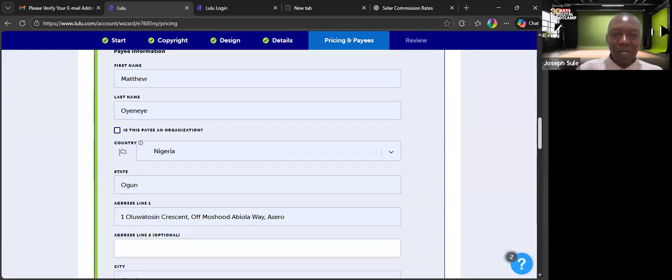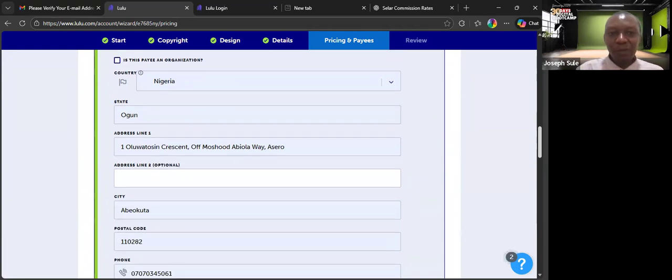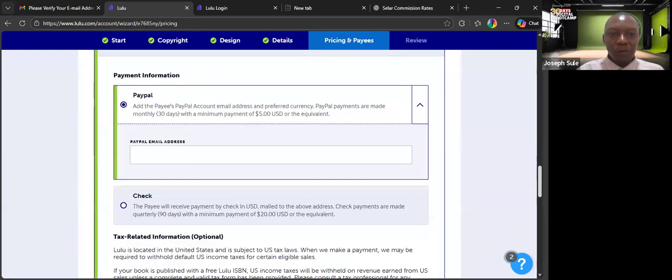Your first name, your last name, your country where you're based, which is of course Nigeria, your state, and then your address line number 1. That one is mandatory in case they need to send you a check. We'll come to that later. Address line number 2 is optional, but 1 is mandatory. You must input it there. And they will not take PMB or PO box. They want a descriptive address like this one, number 1, Oluwatosin Crescent off Moshutabiola Way, Asero. Okay, so we move on.